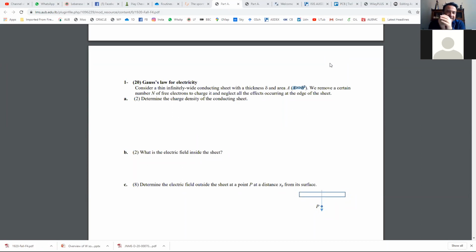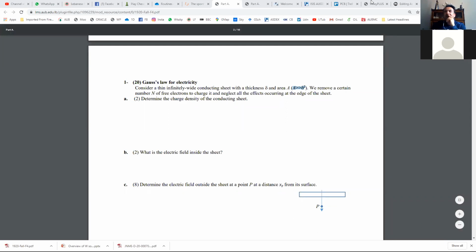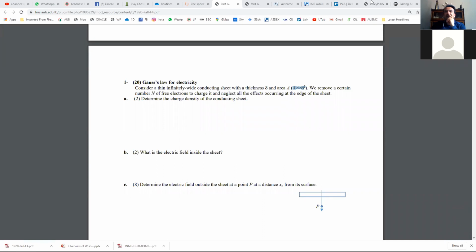So basically you write sigma is equal to Q divided by A, where now what is Q? Q is equal to N multiplied by small q, the elementary charge. And what is A? Since it has a thickness, A is equal to 2A, because the charges are on the top and on the bottom of the surface. Let me see if I can annotate here. Yes, I can annotate.